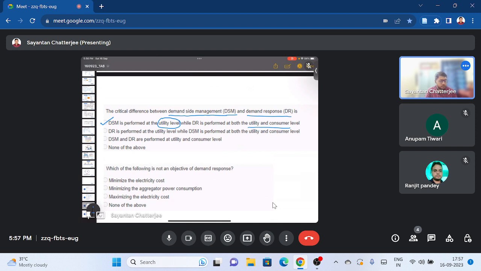Which of the following is not an objective of demand response? Not an objective of DR. C. Not an objective: maximizing the electricity cost. Yes, C is the answer.